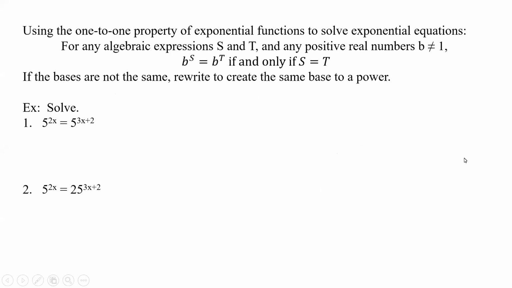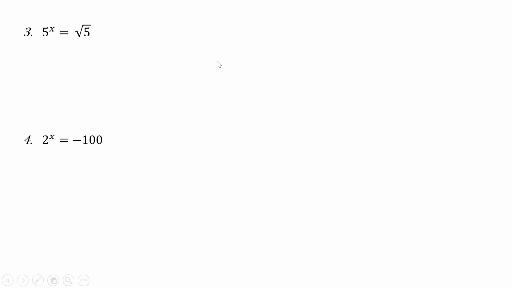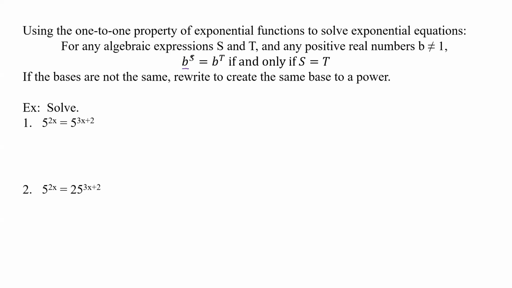So actually, we have to first learn this one key one here, and it's called the one-to-one property of exponential functions. And it's kind of nice because it makes our life so much easier. So if we have two things that are the same base raised to whatever power, in this case they call it S and T, then since they're the same base, we can say S is equal to T. So we just drop our bases, keep our exponents, and set them equal, and then we can solve the equation or whatever it is from there.